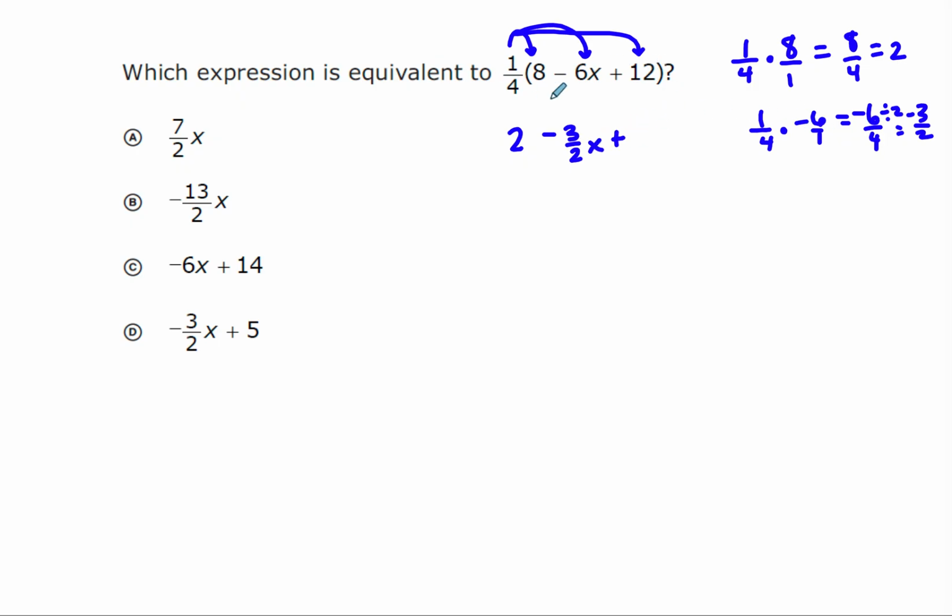plus, and then 1/4 of 12. 1/4 times 12 over 1 gives me 12 over 4. And 12 divided by 4 equals 3.